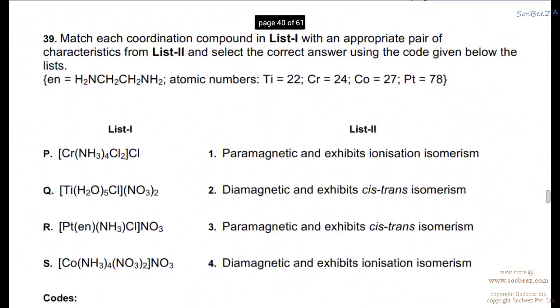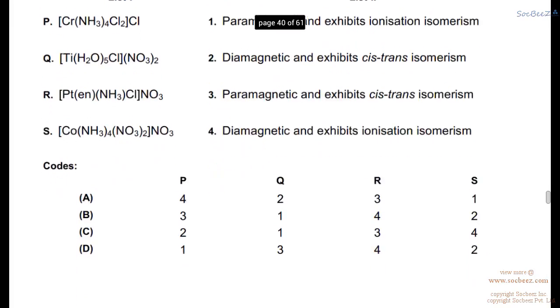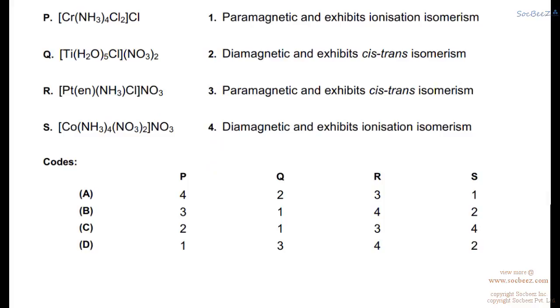So now let's move on to another question. Question says, match each coordination compound in list 1 with an appropriate pair of characteristics from list 2 and select the correct answer using the code given below the lists. Okay, so here [Cr(NH3)4Cl2]Cl, in this case, this is paramagnetic.